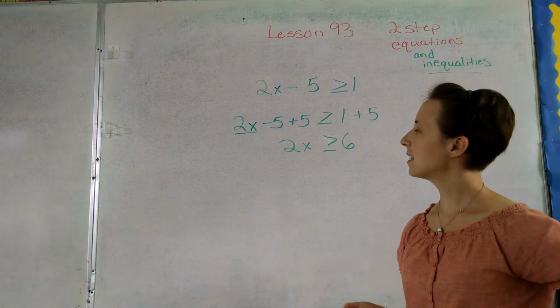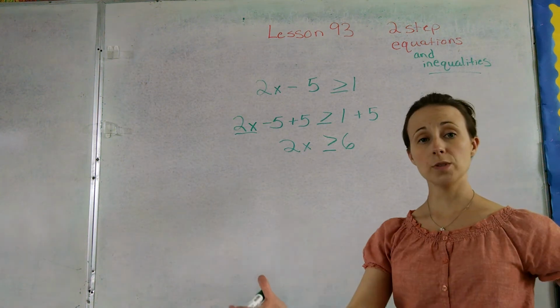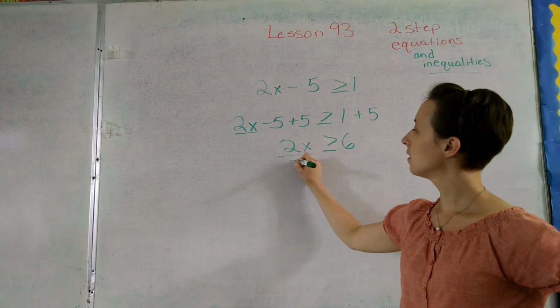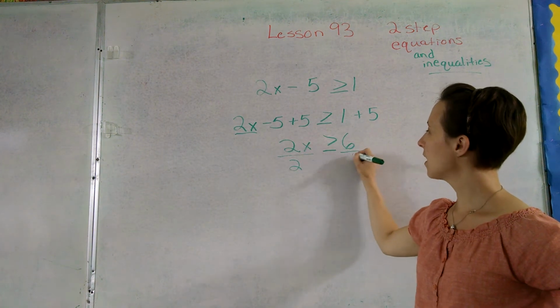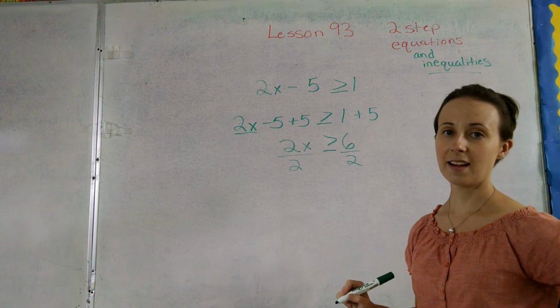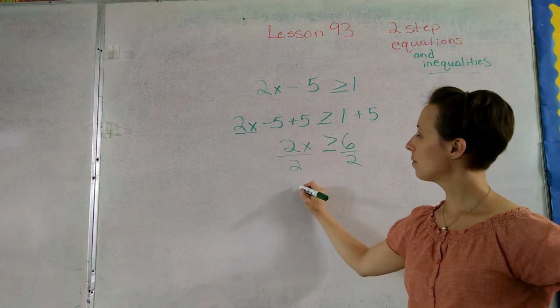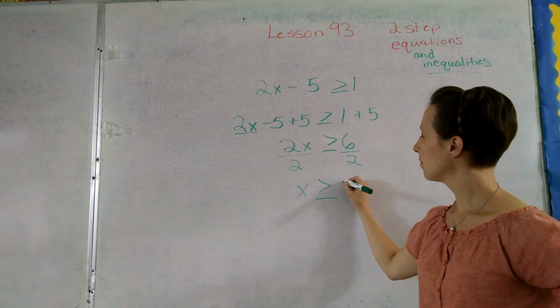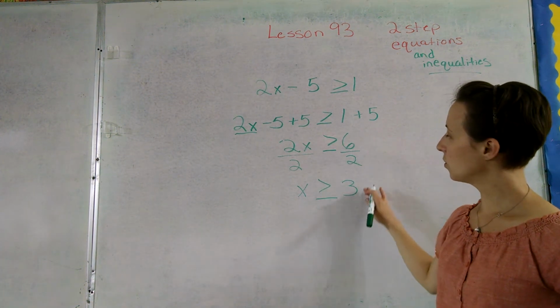But I still don't have x by itself. Let's use the second skill we learned. That was that I can divide by the number it's multiplied times on both sides, which will help cancel it out. So I'm left just with x. Keep the same symbol. 6 divided by 2 is 3.